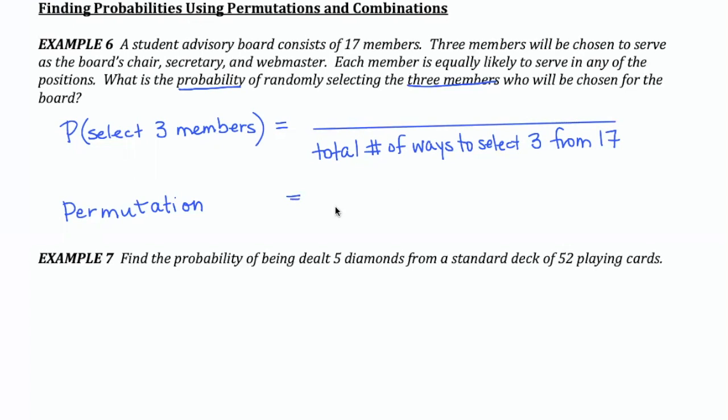And to calculate that denominator, we would want to do 17P3, giving my fraction a denominator of 4,080.